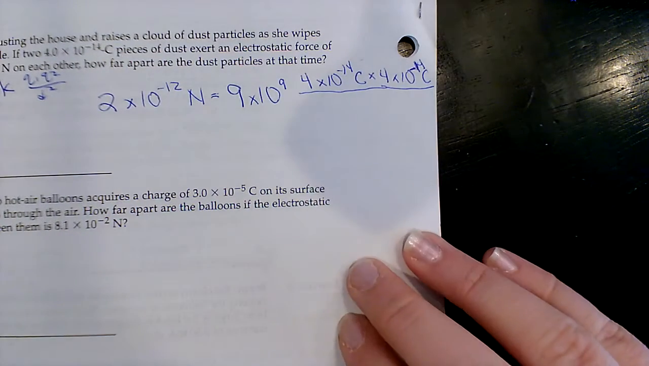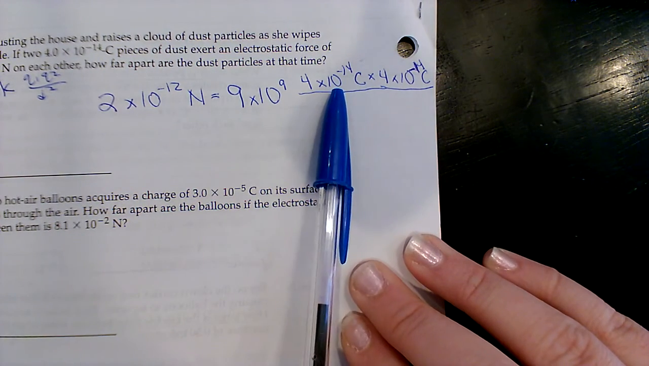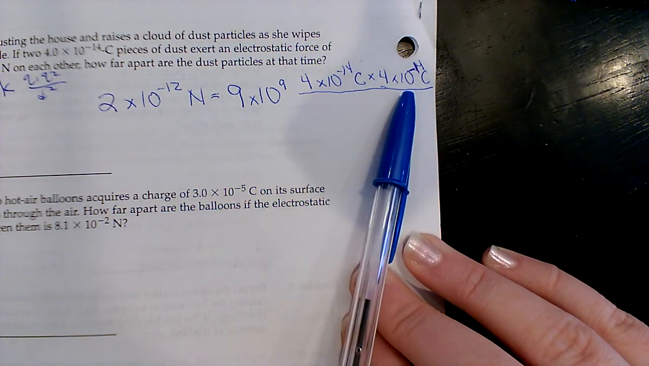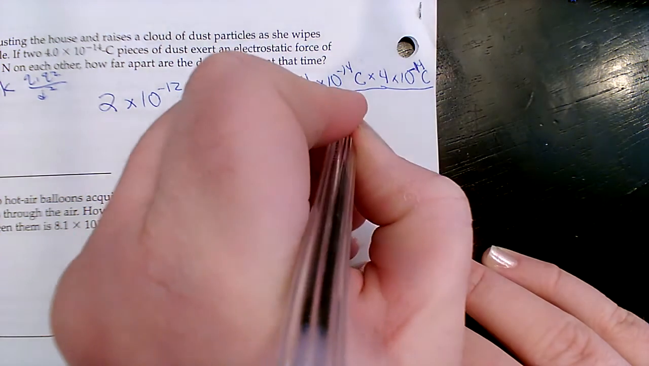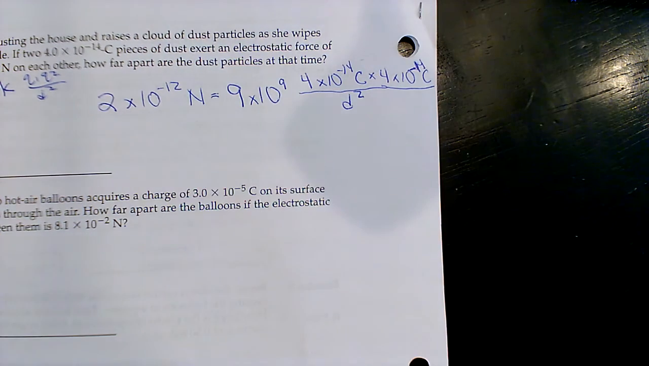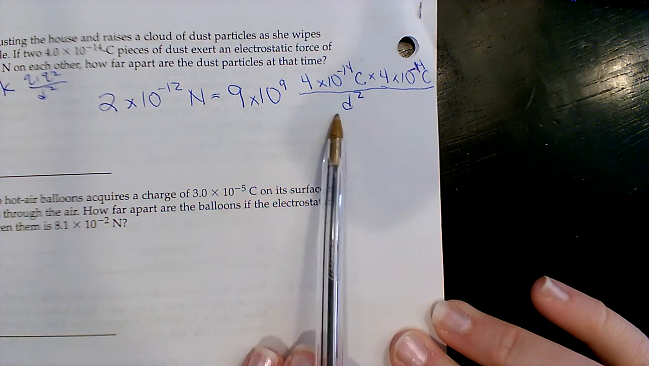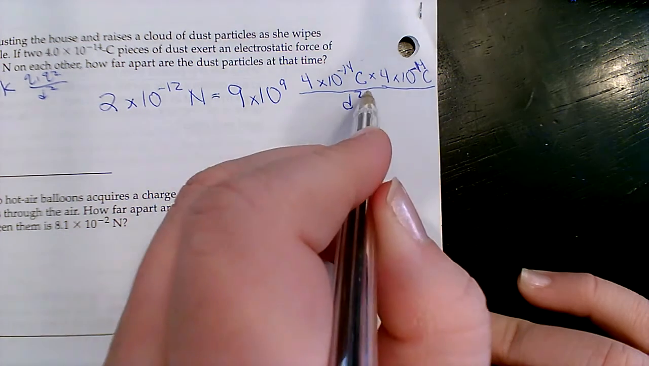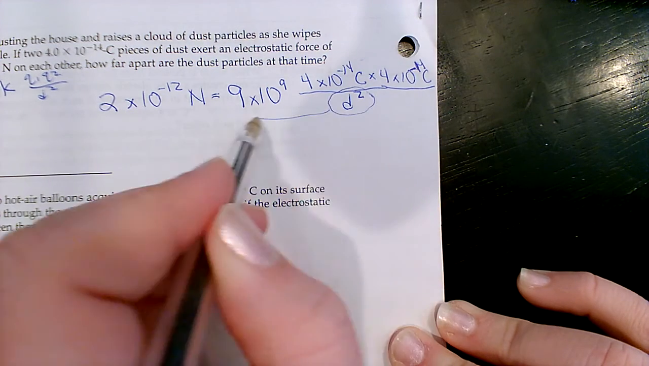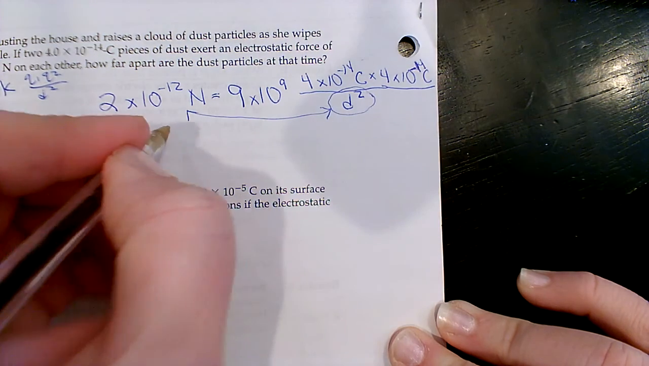Okay, it's a little out of focus. There we go. All right, so I've got the charge of one times the charge of the other. They say they're exactly the same, so there you go. And then we have the distance between them squared that we don't know. All right, so this is one of those times where we have our unknown on the bottom all by itself. Remember the trick, when your unknown's on the bottom all by itself, it can trade places with the other side.